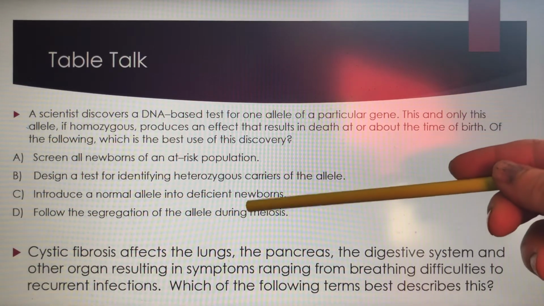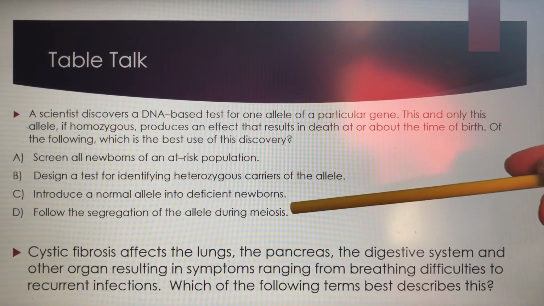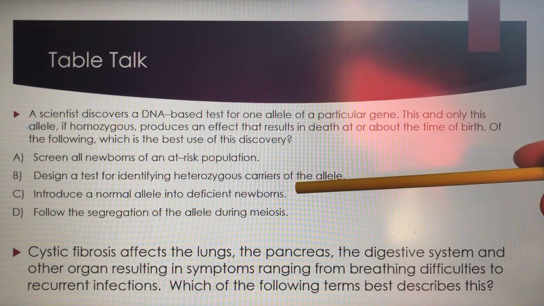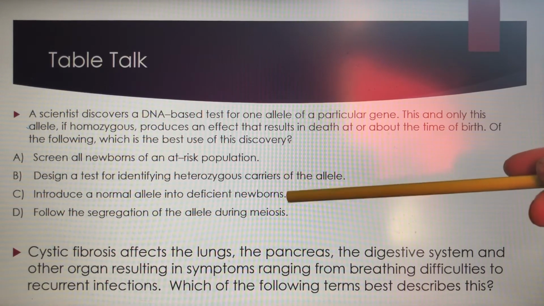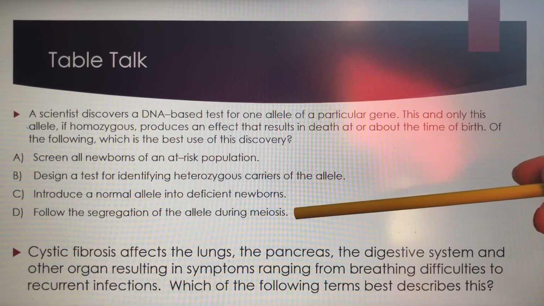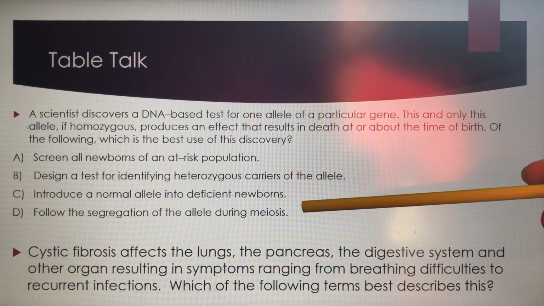Introduce a normal allele into deficient newborns. That is an extremely difficult procedure. And honestly, right now, we just haven't figured out how to do this. When we can do this, we could cure a lot of diseases. Follow the segregation of the allele during meiosis. That's great, but that doesn't really solve our issue.